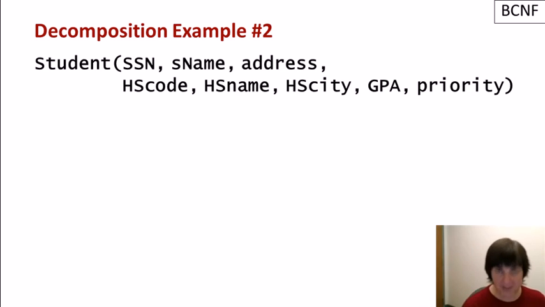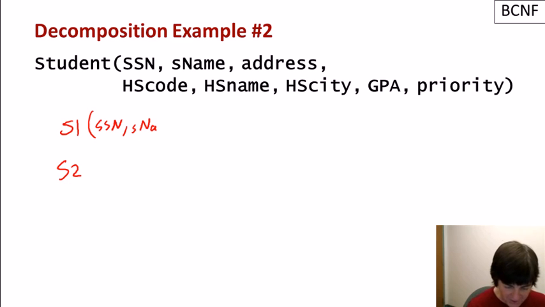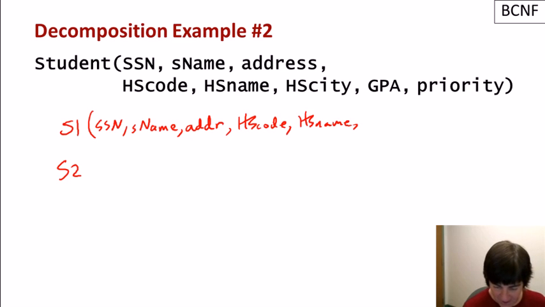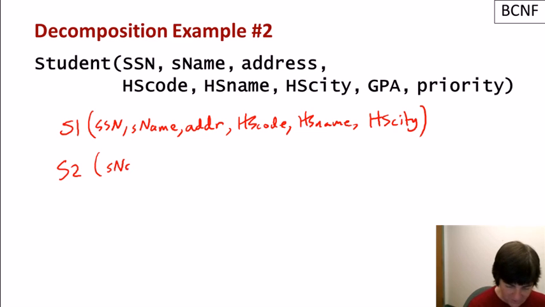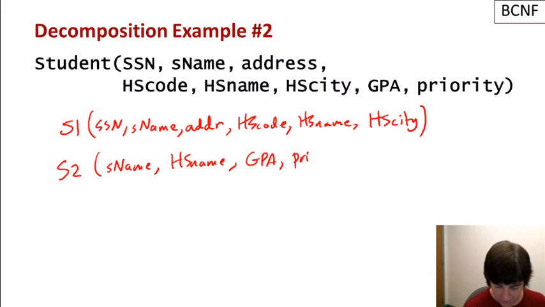Now let's look at a second possible decomposition of the Student relation. Again, into two relations, S1 and S2. In the first one, we'll put the first bunch of attributes. So we'll put the social security number, the student's name, their address, their high school code, let's say high school name and high school city. And then in the second relation, we'll put, again, the student's name, we'll put the high school name, and we'll put, say, the GPA, and lastly, the priority.